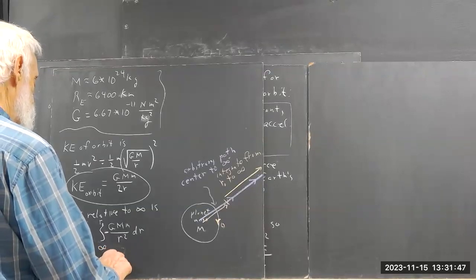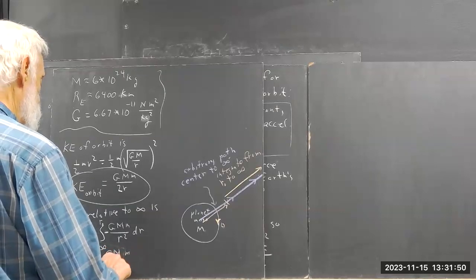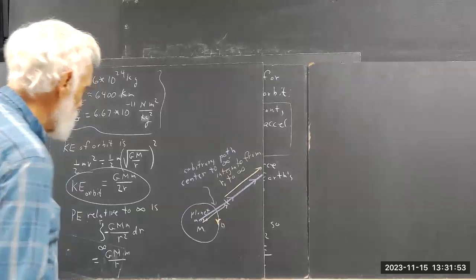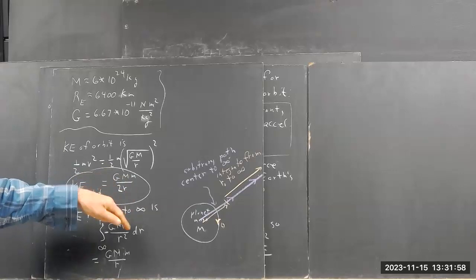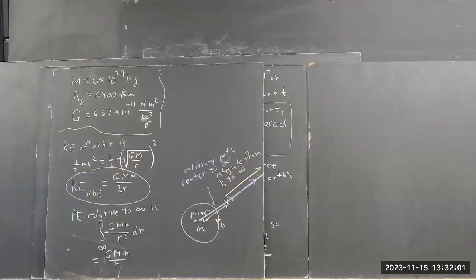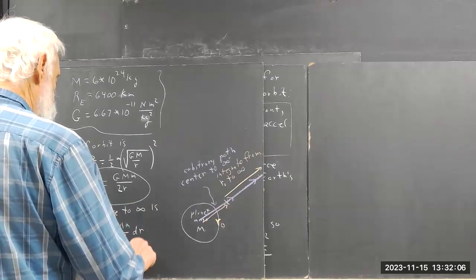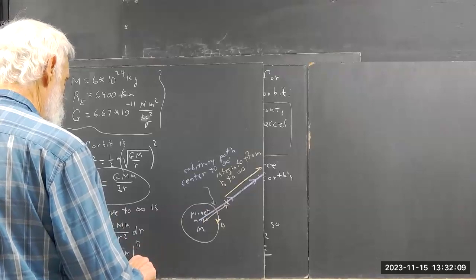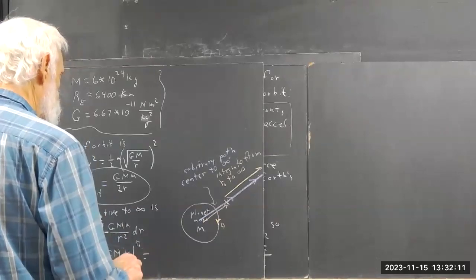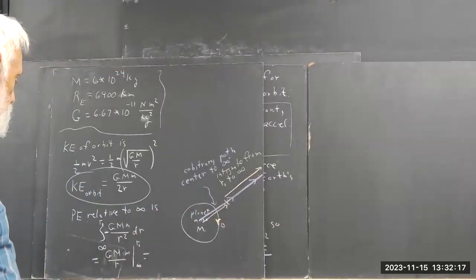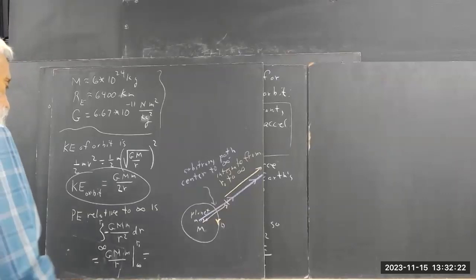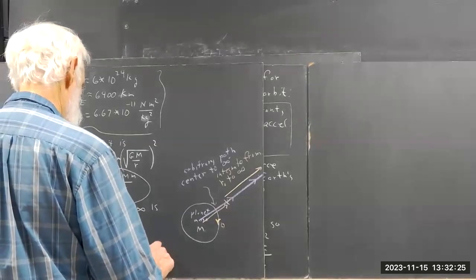What you get is big G, big M, little m over r, is the integral of negative 1 over r squared, which is the negative of negative 1 over r. The antiderivative of 1 over r squared is negative 1 over r. Everything else is constant. And this is evaluated between R naught and infinity, like this. I shouldn't have the negative there.